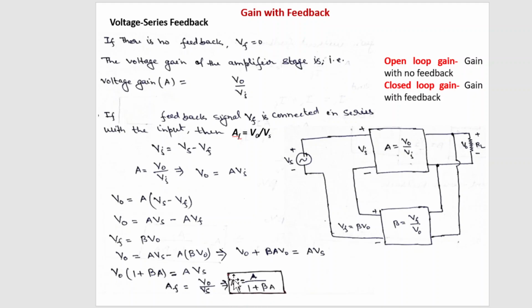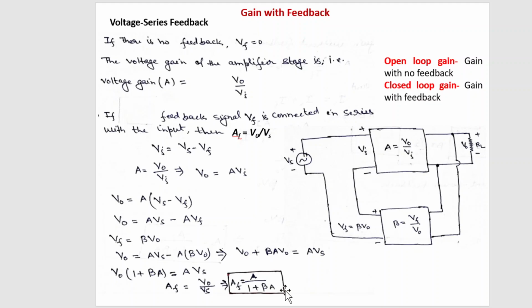If you see this expression carefully, in voltage series feedback connection type, gain with feedback is equal to A upon 1 plus beta A. That means we are dividing this quantity A by 1 plus beta A. That means gain with feedback is reduced by factor 1 upon 1 plus beta A. So gain is reduced in voltage series feedback connection type.